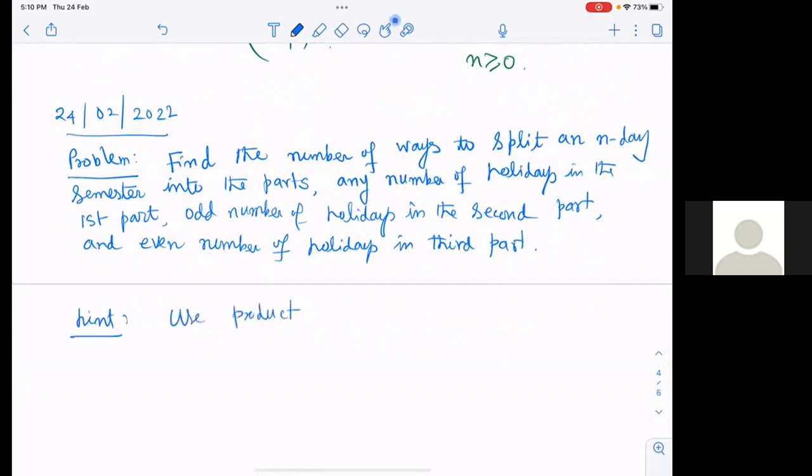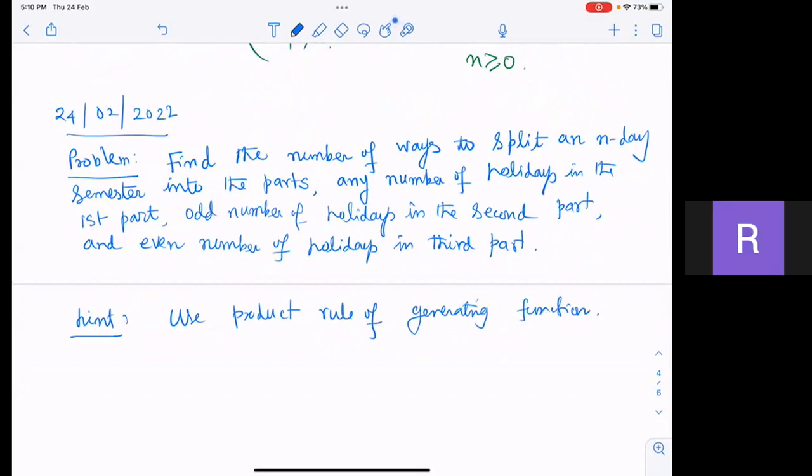Hint: use the product rule of generating function. Yes, Rami, tell me. So the holidays are predefined, or we can place them in? Holidays are, I mean, are the holidays given to us, or can we place the holidays on whichever day? You can place and do whatever you want. Any number of holidays you can choose. You have to only satisfy this constraint.